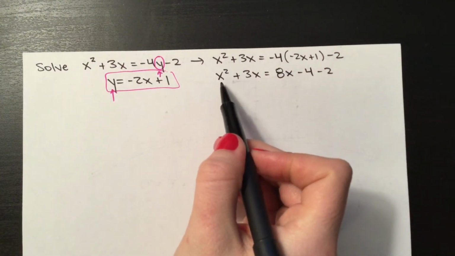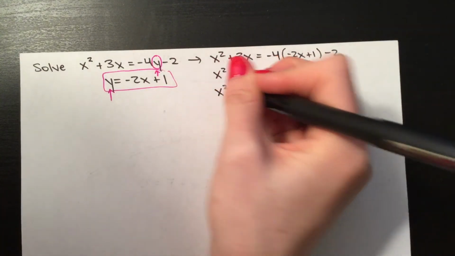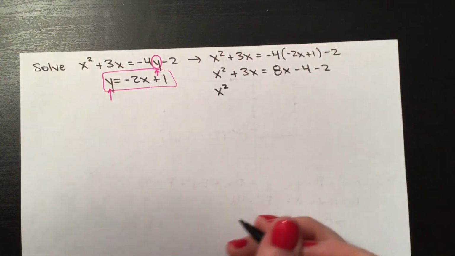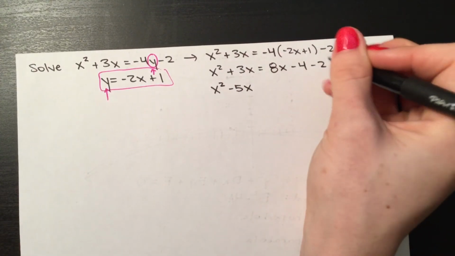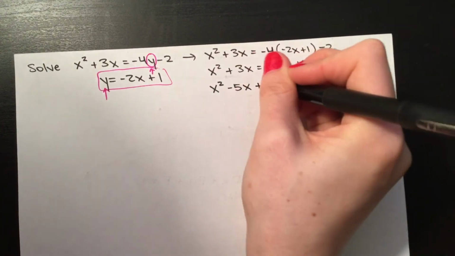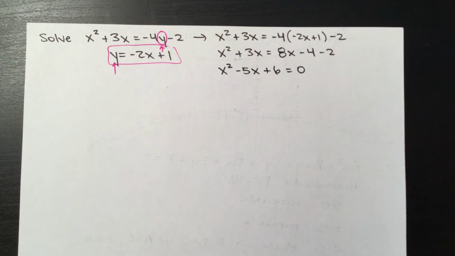And then since this is a quadratic, I'm going to solve by factoring, so I'm going to end up moving everything to the left-hand side. So if I subtract this 8x from both sides, I will have negative 5x over here. And this is a negative 6, so if I add the 6, I'll have this over here. Okay, so that's a quadratic. So like I said, I'm going to solve by factoring.